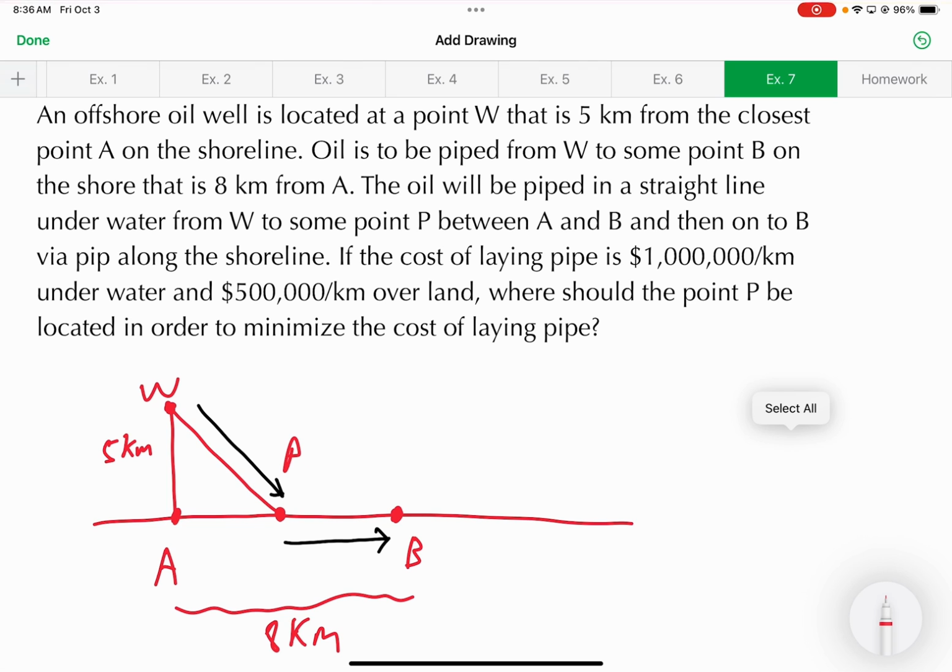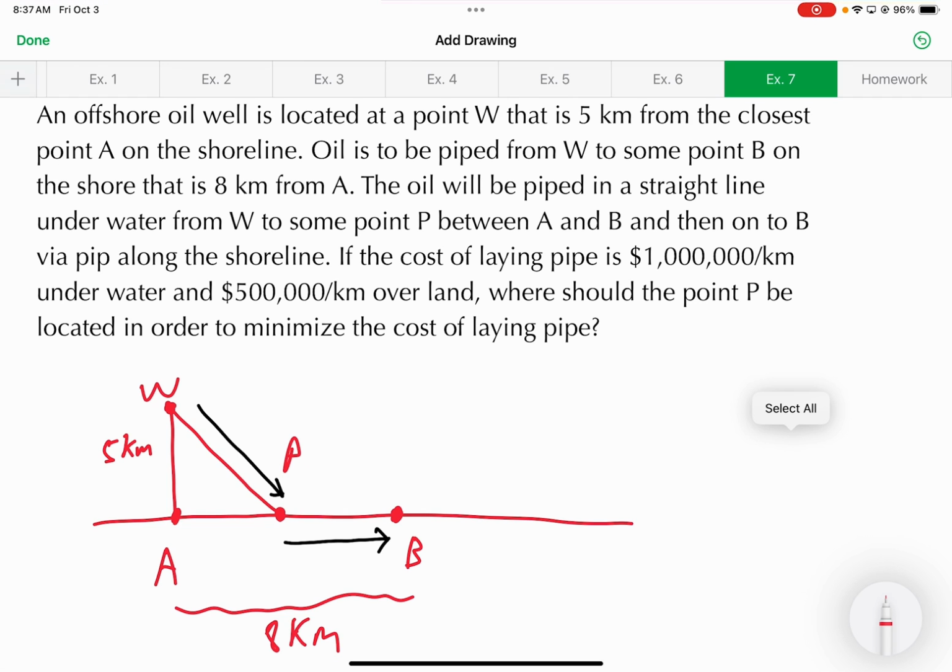If the cost of putting pipe underwater is $1 million a kilometer, and $500,000 a kilometer over land, where should the point P be in order to minimize the cost? Okay, so we have a cost rate, we just need to come up with our distance, right? It's the bridge thing that we did. We did this with a bridge before. We need a variable somewhere, aside from just letters. X where?